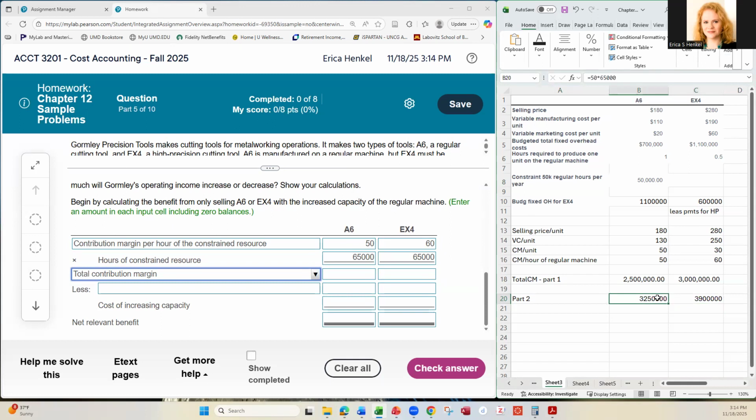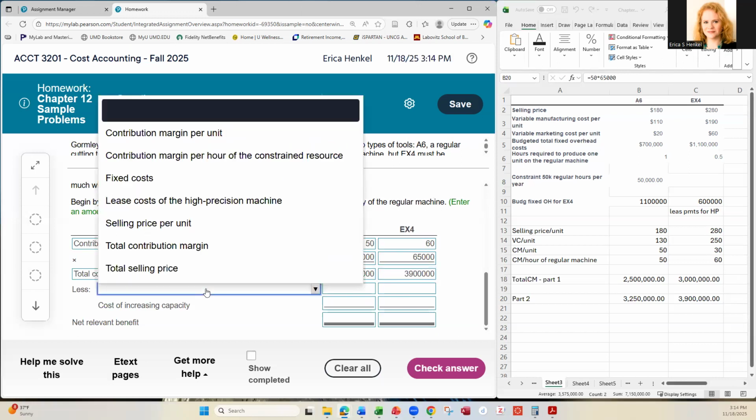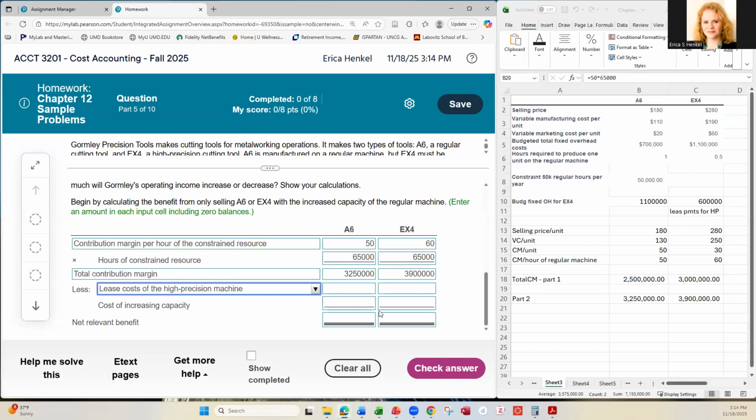Okay, so 65,000, 65,000, make both of those. Let's format those with commas. There we go. So 3,250,000 and 3,900,000 less, once again, that same lease cost.